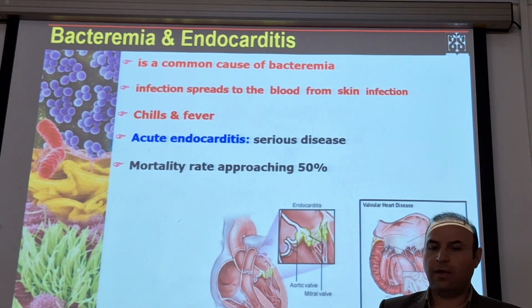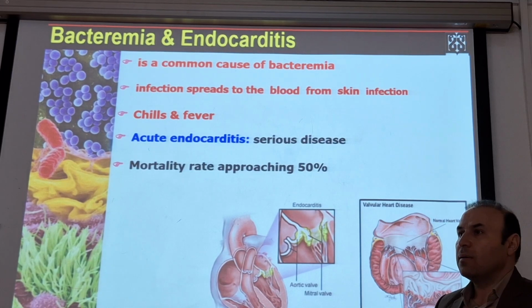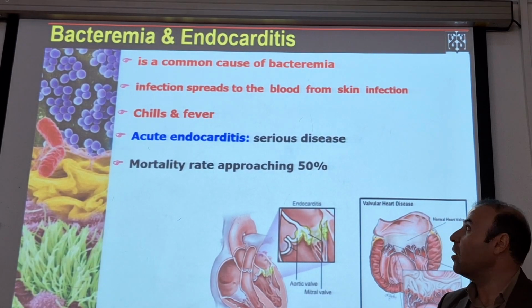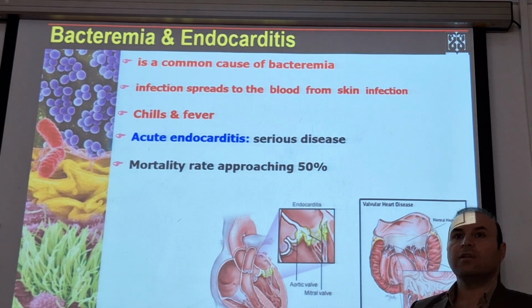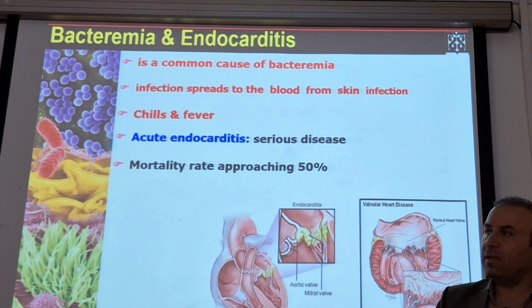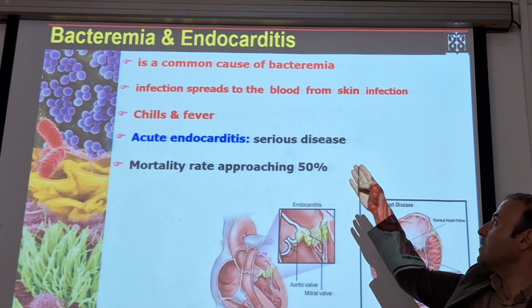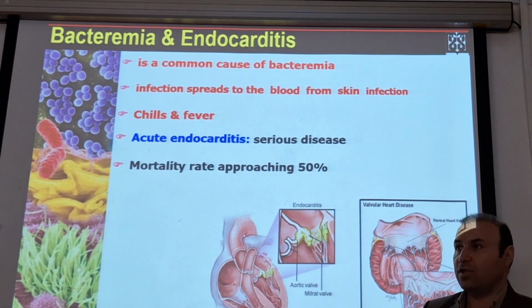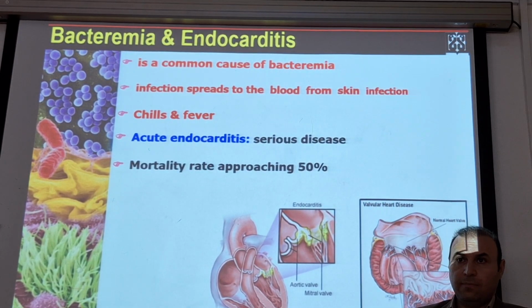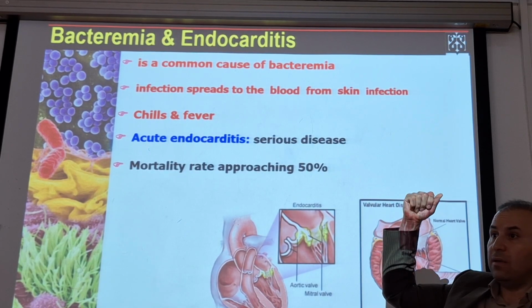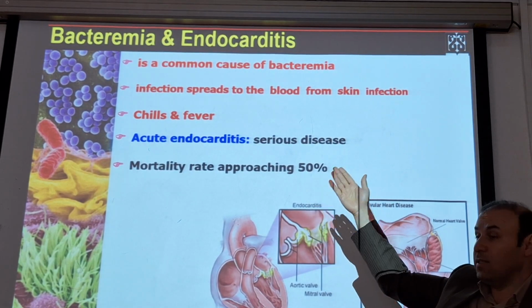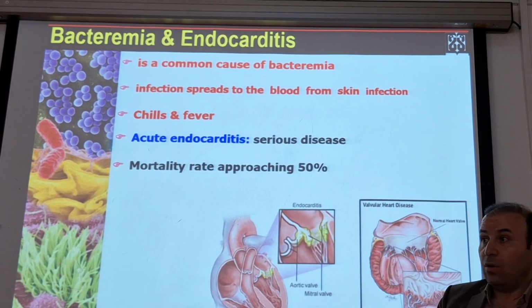Bacteremia and endocarditis. Aureus is a common cause of bacteremia and endocarditis. Most likely, infection spreads to the blood from skin infections. Many patients experience chills, fever, and leukocytosis.